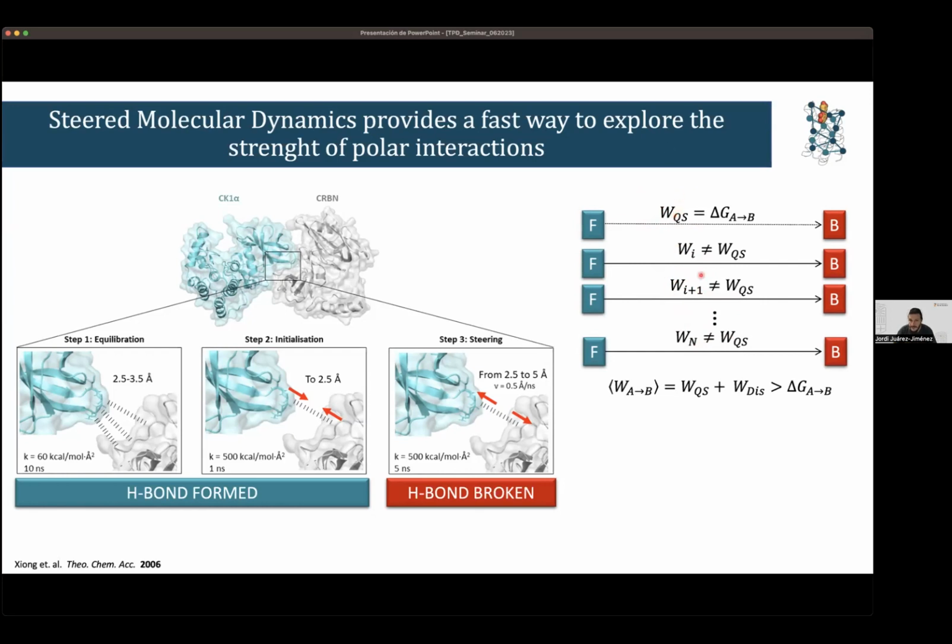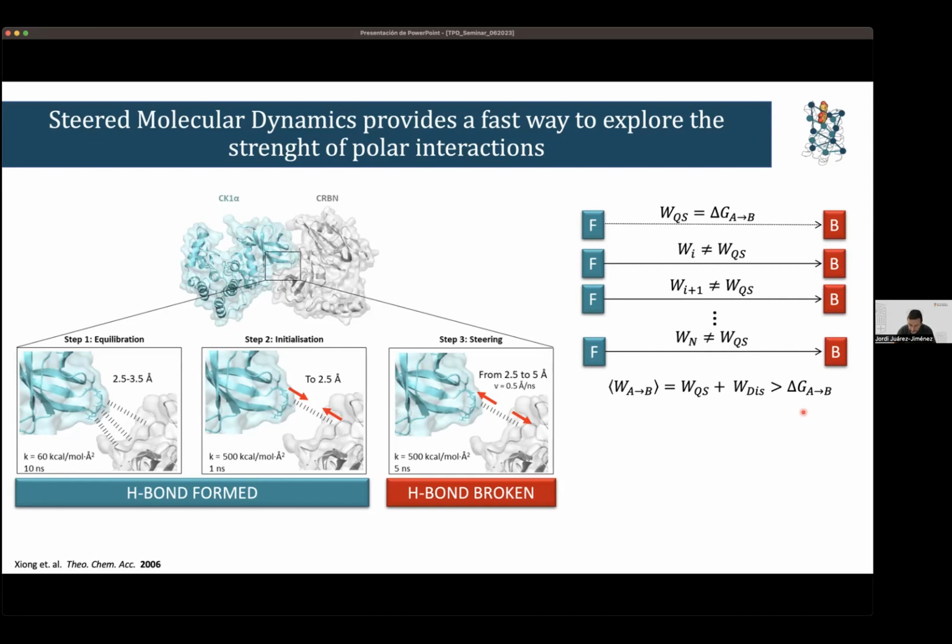And then this distribution of values, according to the second law of thermodynamics, will follow a distribution such that the average of these values will always be equal to the free energy plus a certain amount of dissipative work. This value will always be bigger than the free energy required to break this interaction. So it's sort of a ceiling of what that free energy is, which can be informative.